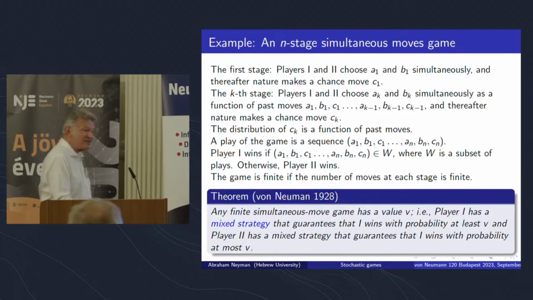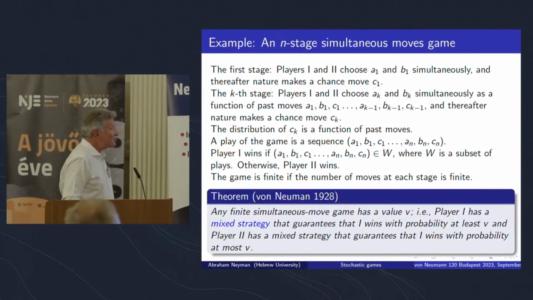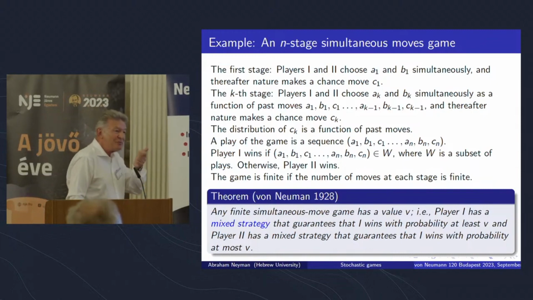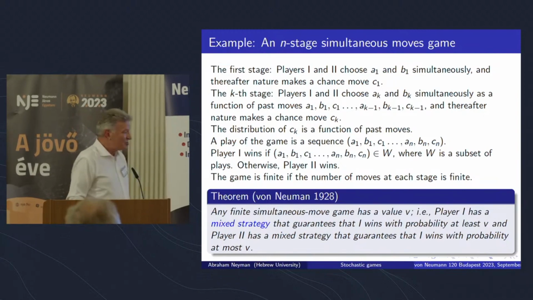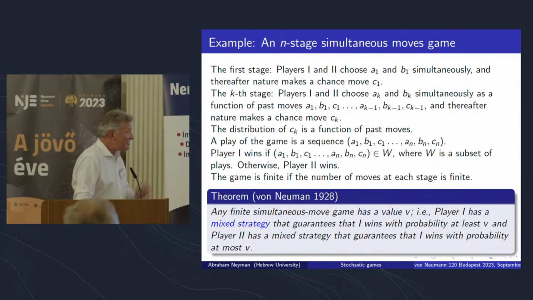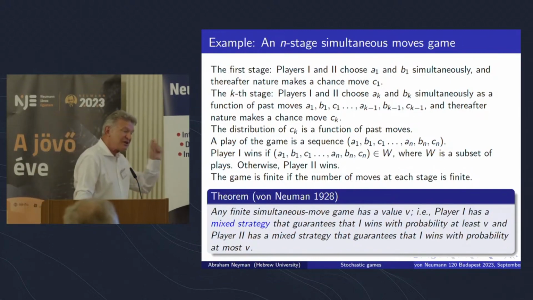And von Neumann's result of 1928 is that any finite simultaneous move game has a value V, namely player 1 has a mixed strategy. So not a pure strategy as before that specifies all the moves. It disguises what he takes as his first move. He takes a probability distribution, which is called a mixed strategy, that guarantees that he wins with probability at least V, and player 2 has a mixed strategy that guarantees that player 1 will win with probability at most V, and therefore V is called the minimax value of the game.